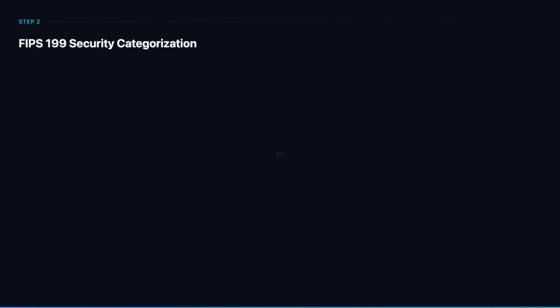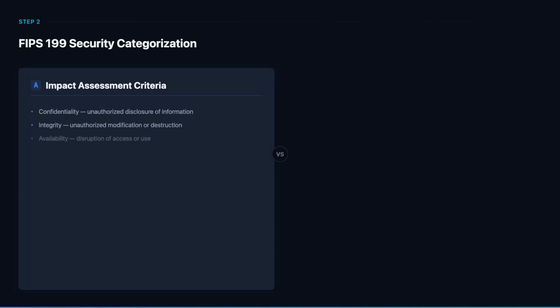The Categorize step uses FIPS 199 to classify systems by the potential impact of a security breach. Let's compare the 3 impact levels. Security categorization evaluates 3 objectives: confidentiality, integrity, and availability. For each, you determine whether a breach would have low, moderate, or high impact on the organization's operations, assets, or individuals.